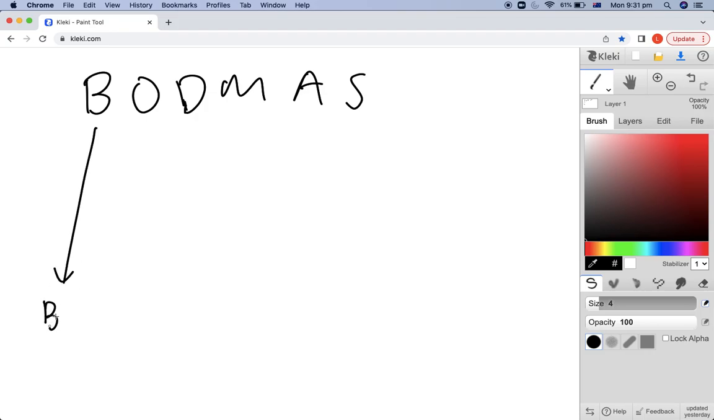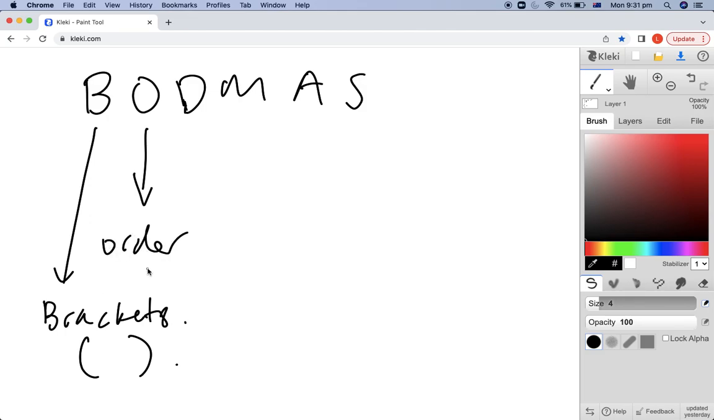B is for brackets. So brackets first. If we have any equation, we want to solve the brackets first. Next is order, which applies to power. So let's say like x squared, 6 squared, that would come second. Third, in the equation you're given, we're doing division. So we know with the division sign.